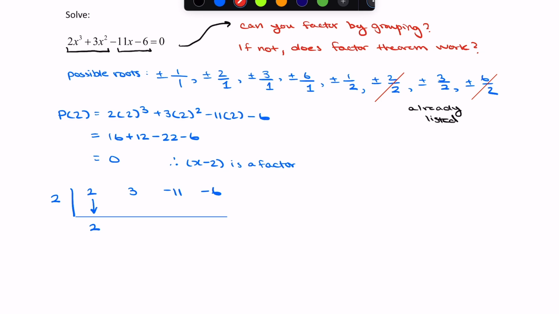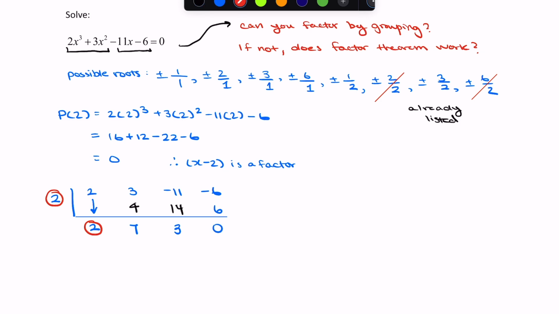Now you multiply 2 by 2, and so you get 4. 3 plus 4 gives you 7. 2 times 7 will give us 14. Negative 11 plus 14 will give us 3. And 2 times 3 will give us 6. And negative 6 plus 6 will give us the value of 0.